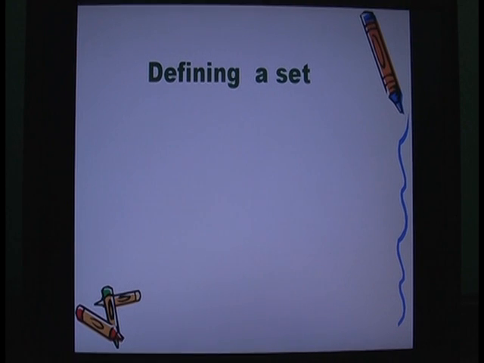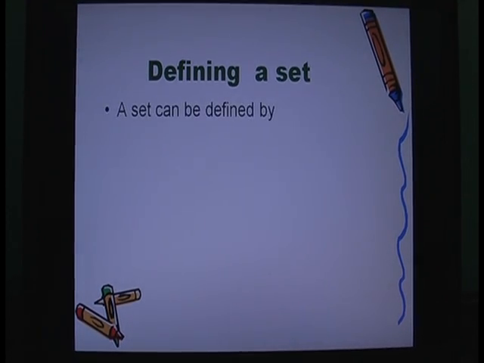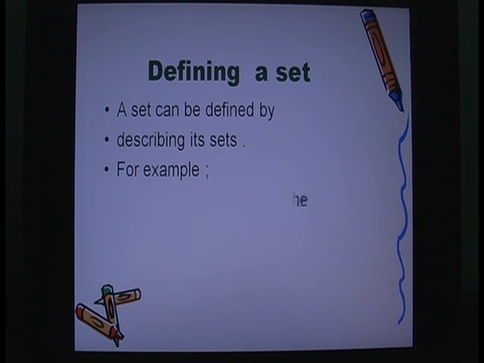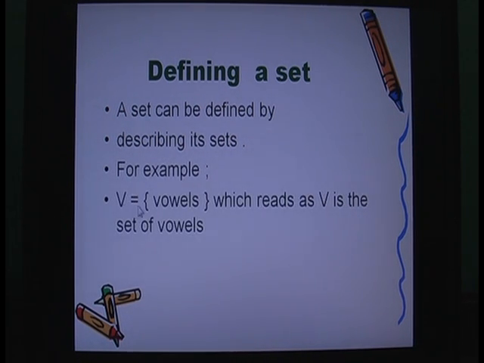Defining a set. A set can be defined by describing its sets. For example, V is equal to the set of vowels, which reads as V is the set of vowels. Okay, so notice now where we put the word. So when we're describing a set, we just use what? Words to describe the set. So the word vowels here is describing the set of vowels. So that's how we define a set, by describing.